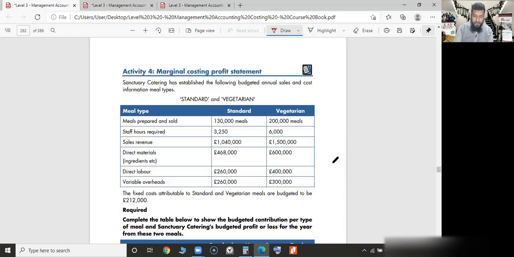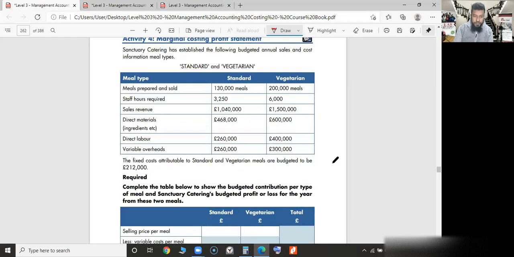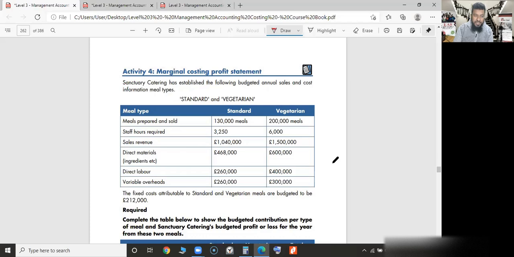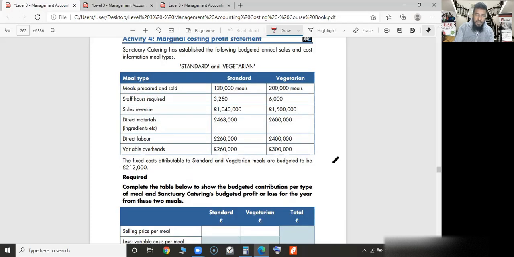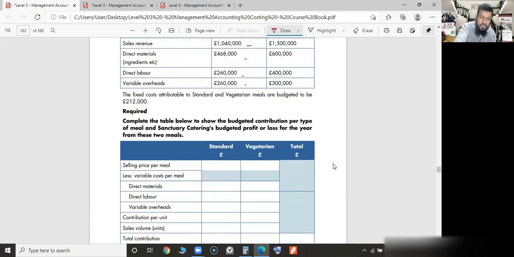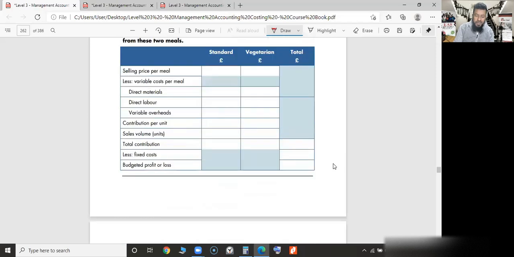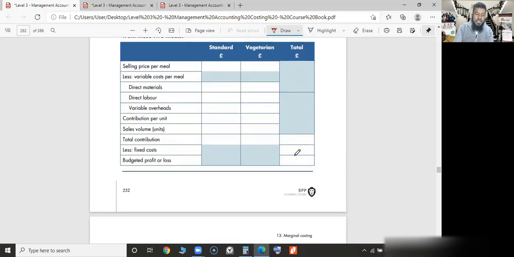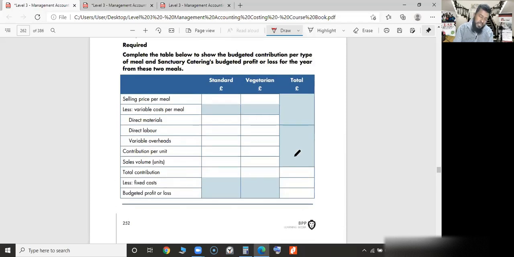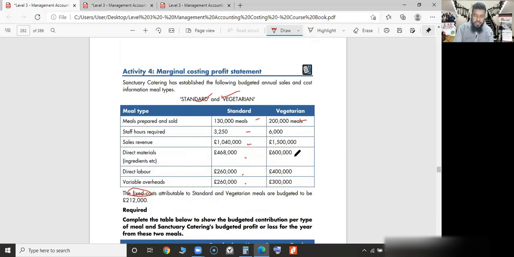People, you have an activity in front of you. Sanctuary Catering. They're producing and selling two products, standard and vegetarian. Meals prepared and sold given, hours given, sales revenue given, material given, direct labor variable, even fixed cost given. This is such simple stuff, year two, three kids can do it, dividing and multiplying. I want you people to do it right now.